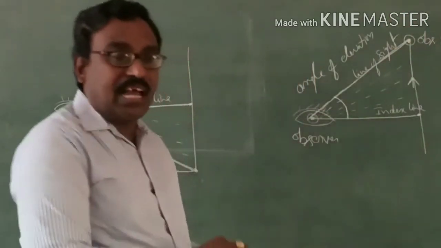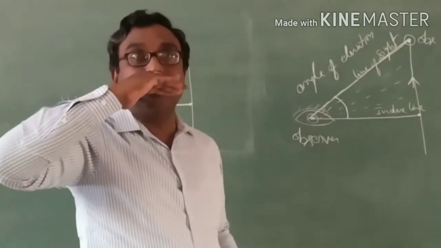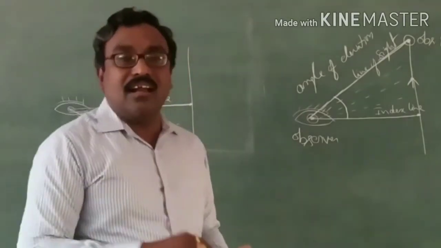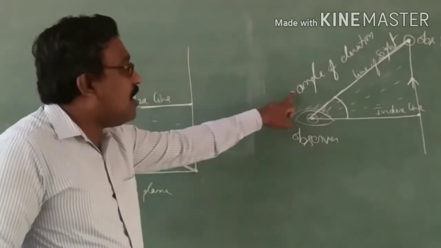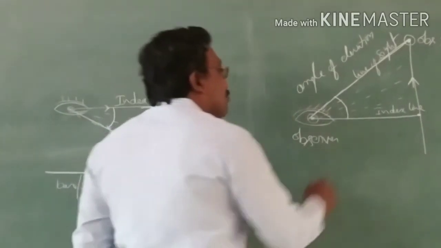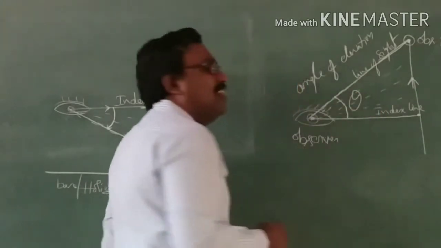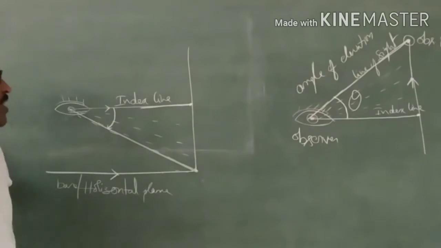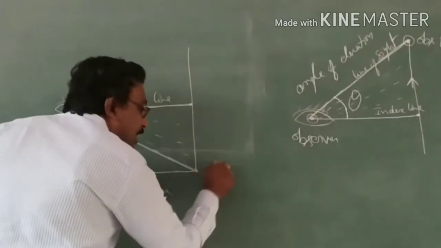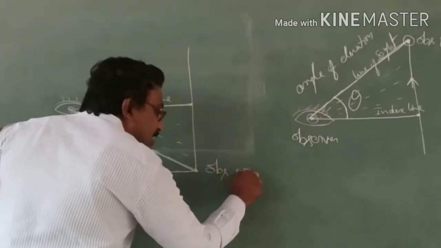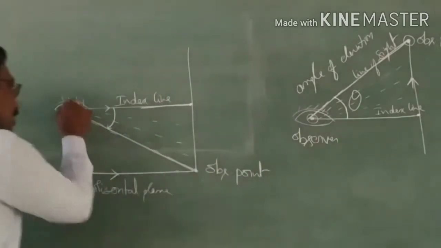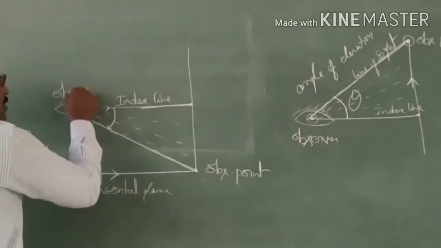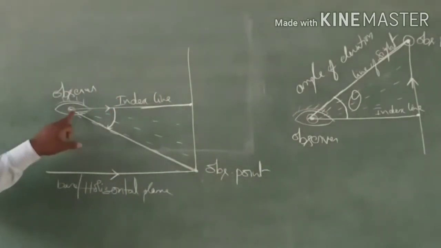Okay, line of sight. That means what I am observing should be a straight line. This is called the angle of elevation. Usually, the angle of elevation is denoted by the letter theta. Here, this is the observation point, and here it is the observer. That means you are here, your eyes.